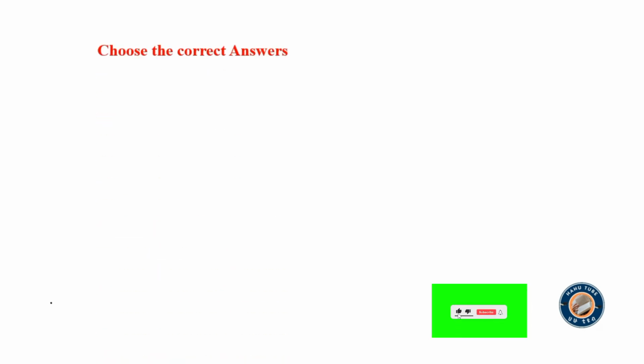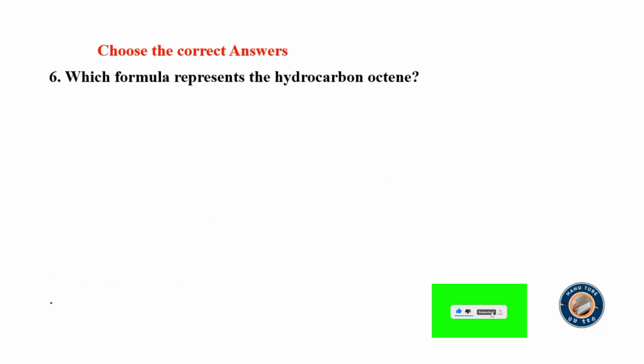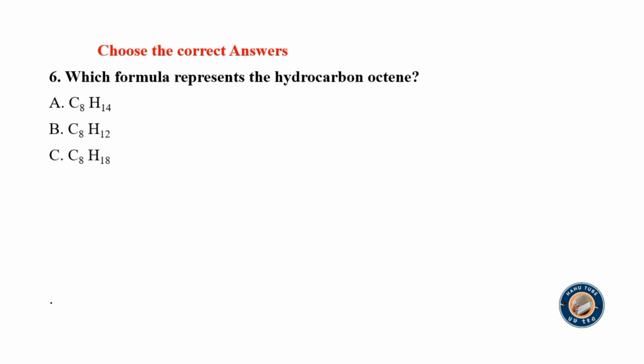Choose the correct answers. Which formula represents the hydrocarbon octene? A. C8H14, B. C8H12, C. C8H18, D. C8H16.